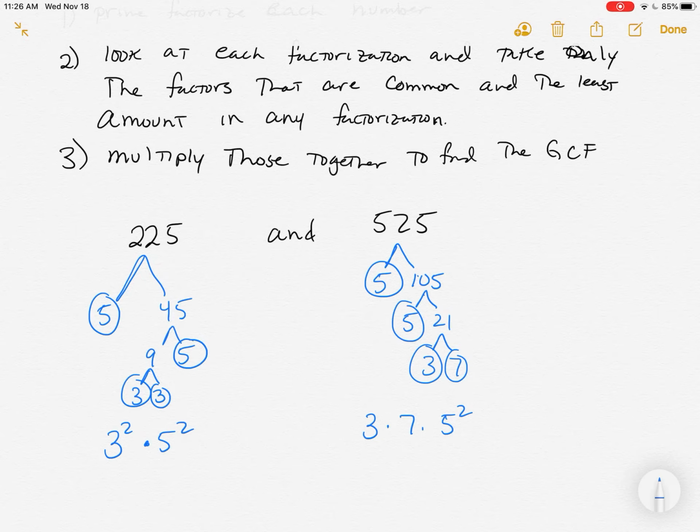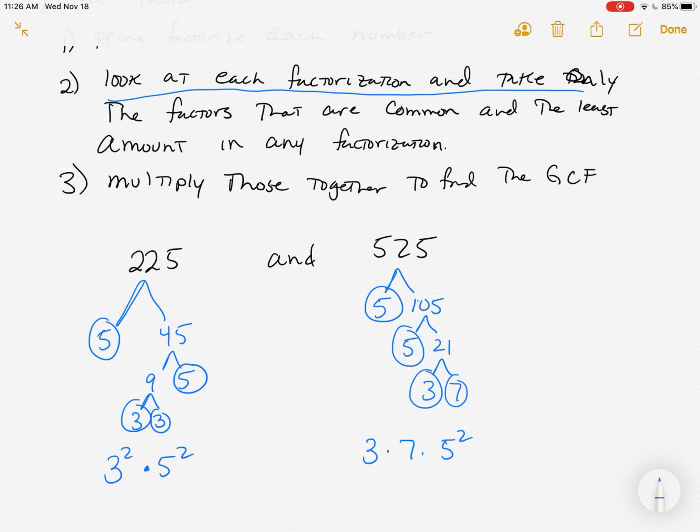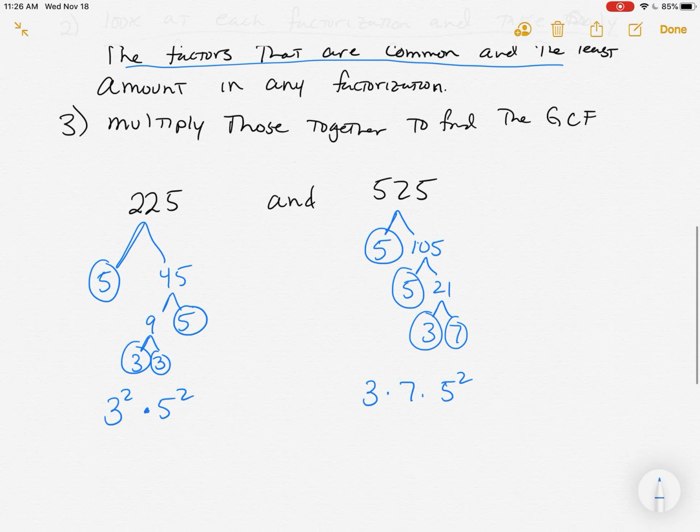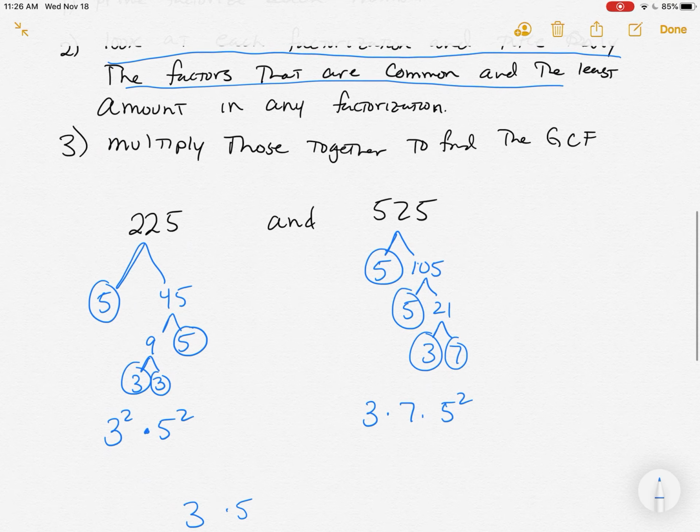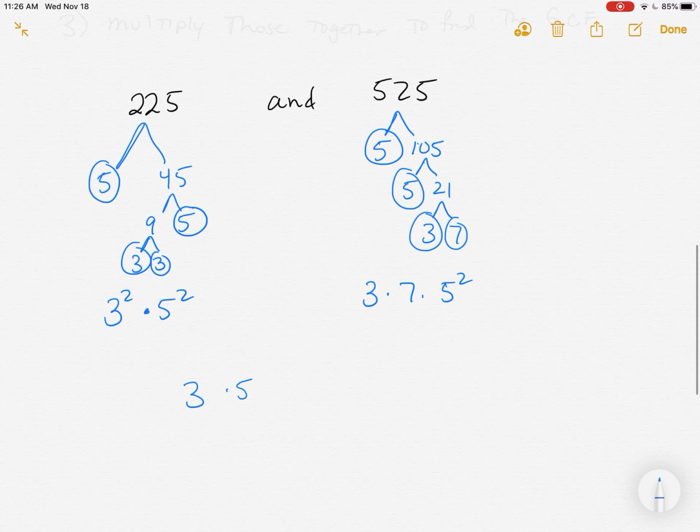And so the way we build that is nice. Look at each factorization, right, up at the top here, and take only the factors that are common. Let me stop there. As you look at these two, what are the common factors? 3 is a common factor, and 5 is a common factor. Okay, and then take the least amount in any factorization. So my choices are two 3's or one 3. I'm going to choose just one 3.